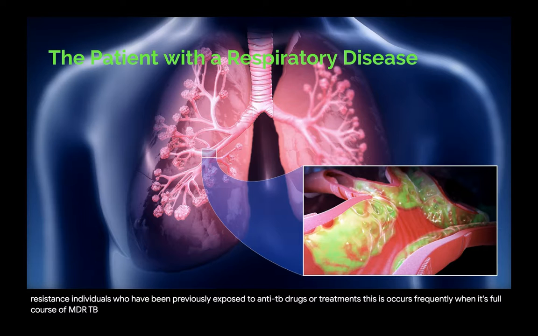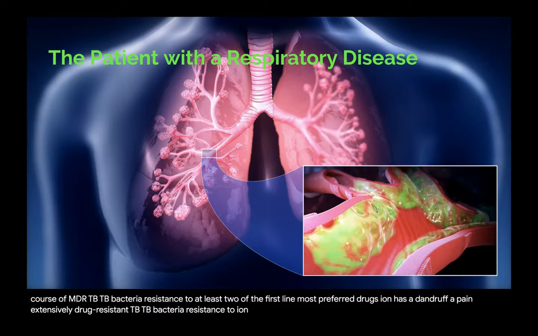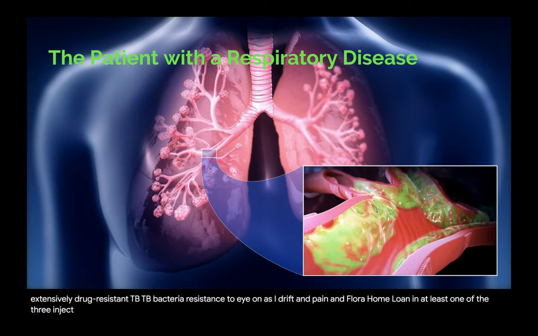MDR TB: TB bacterial resistance to at least 2 of the first-line, most preferred drugs, isoniazid and rifampin. Extensively drug-resistant TB: TB bacterial resistance to isoniazid, rifampin, and fluoroquinolone in at least one of 3 injectable second-line drugs. Oral manifestations.